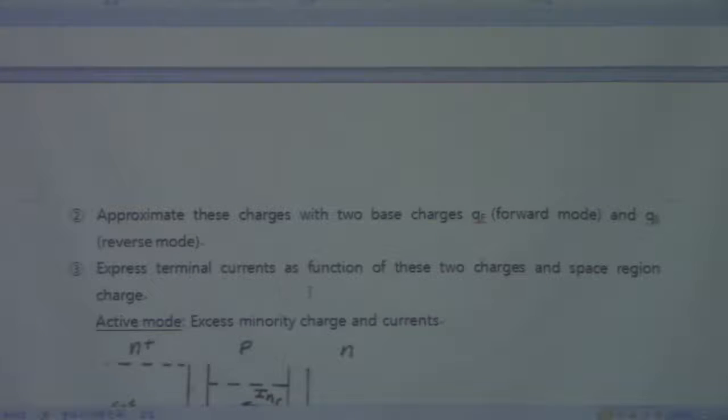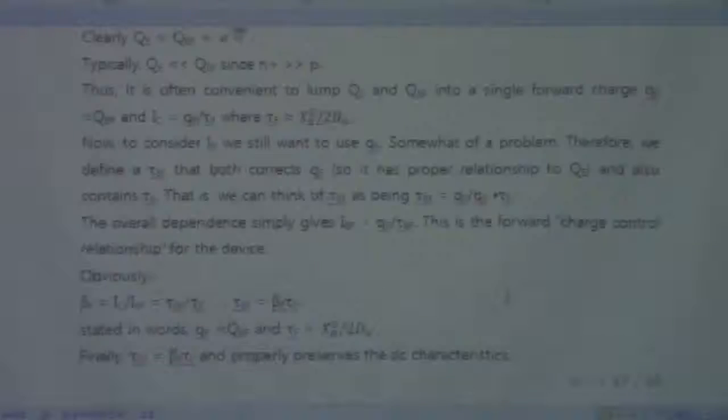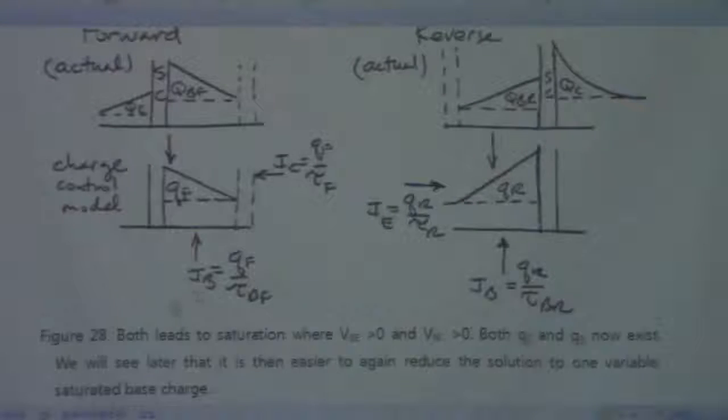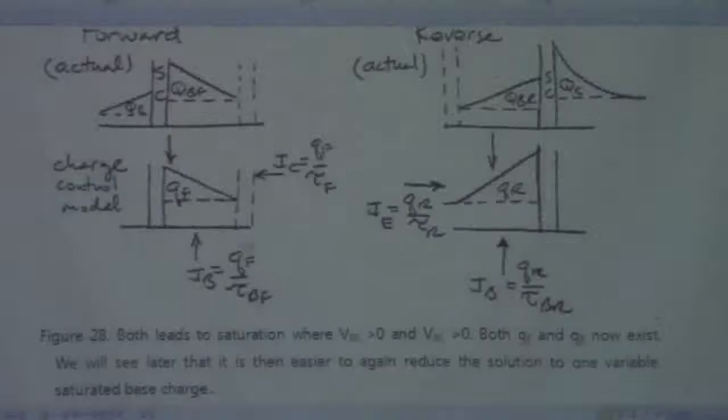Let me give you the result first. Expressing the terminal currents as a function of these two charges means we want to deduce some equations, something like this. The terminal current to the base is just this equation.